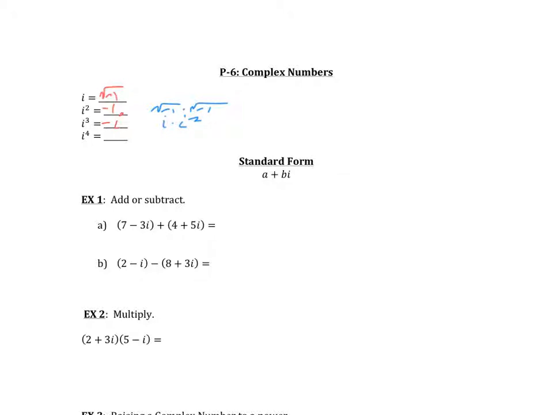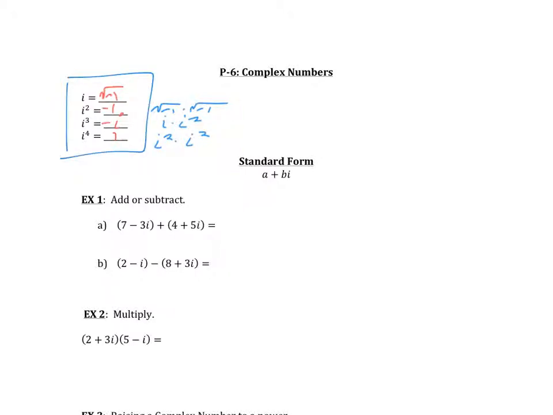And then i to the 4th is i squared times i squared. So i squared is -1. So what's -1 times -1? +1. So that means that i to the 4th has a value always of +1. And then from there, every other power of i falls into one of these 4 categories. In other words, the pattern repeats.